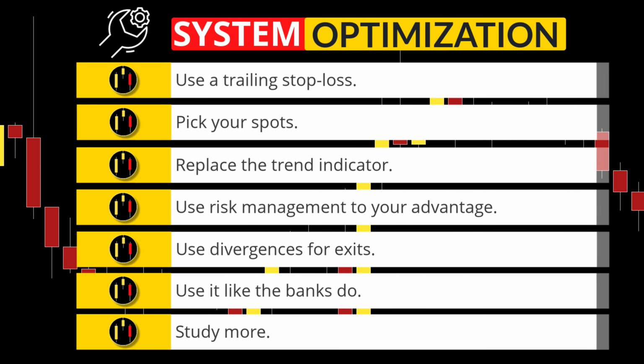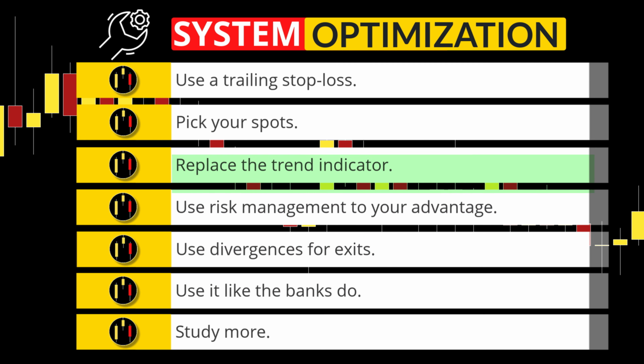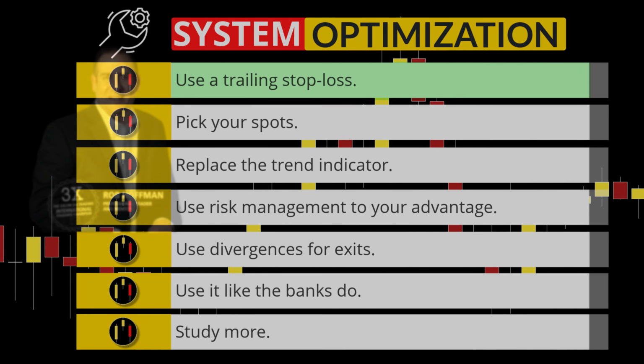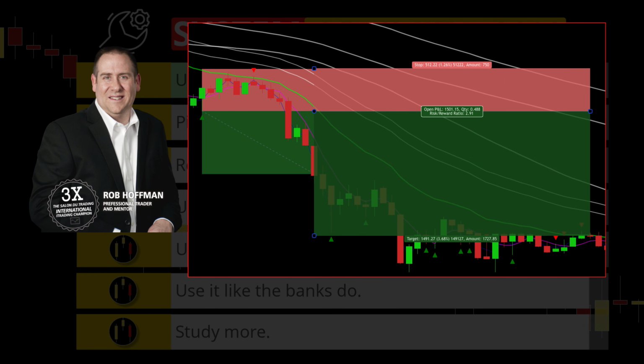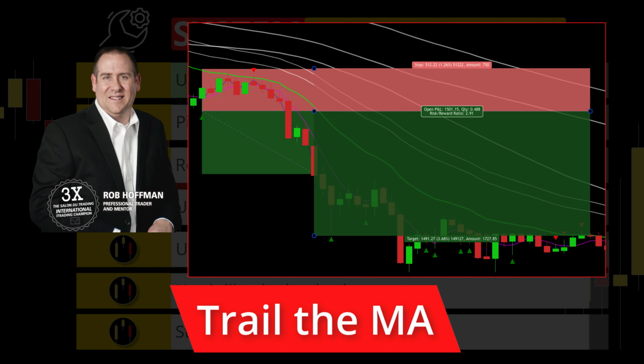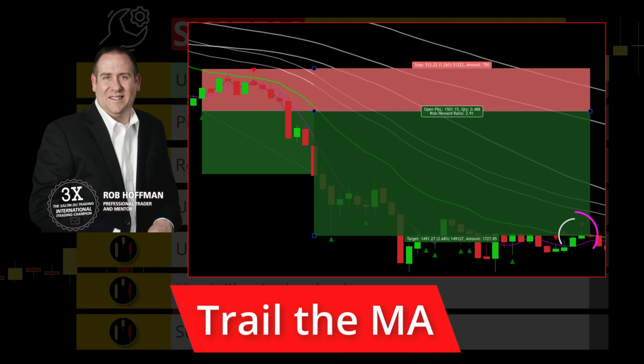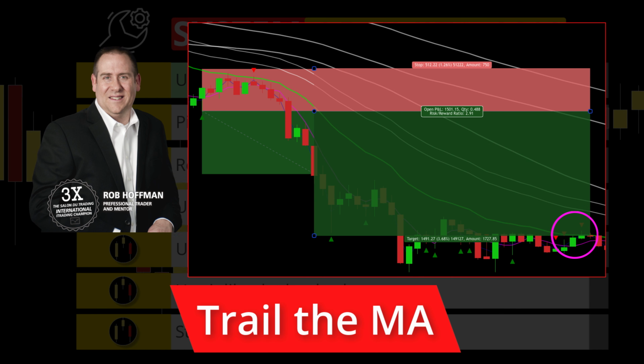Remember, the enemy of great is good. I have 7 ideas on how we can improve this system. One of the methods used by Rob Hoffman to maximize gains is using a trailing stop loss level. For example, if we exit the trade on the first touch of the green line, our risk to reward on this particular setup is almost double.